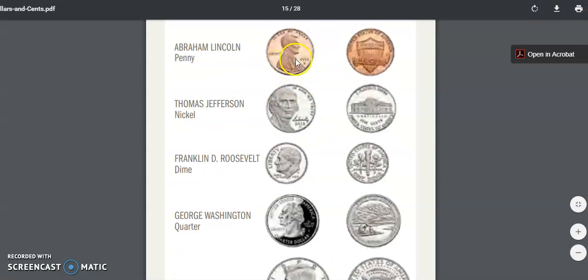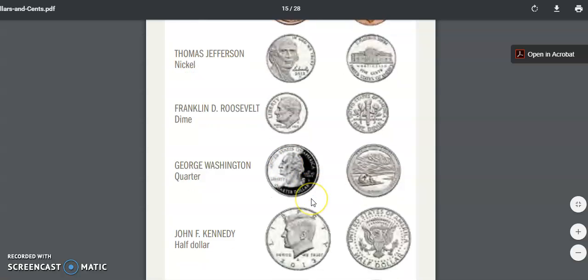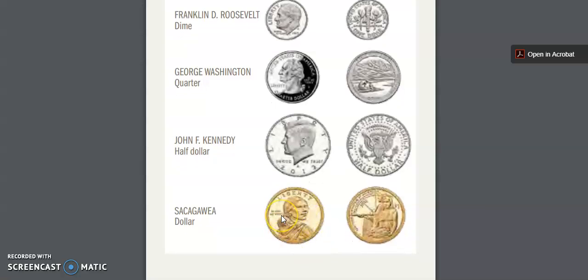How much is the penny worth? How much is the nickel worth? How much is the dime worth? How much is the quarter worth? How much is the 50 worth? And how much is the dollar coin worth? Oh, I just realized I didn't tell you how much the dollar coin was worth.